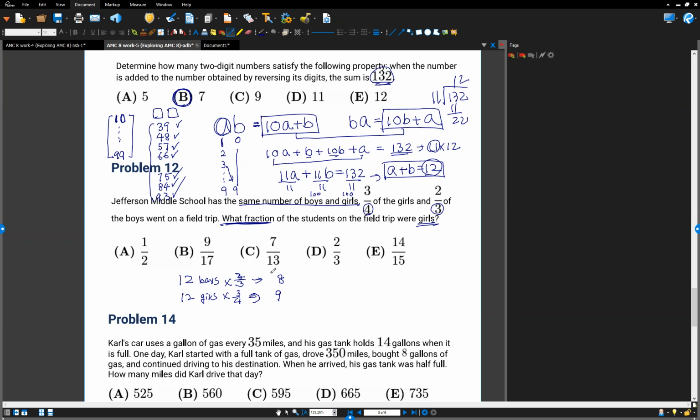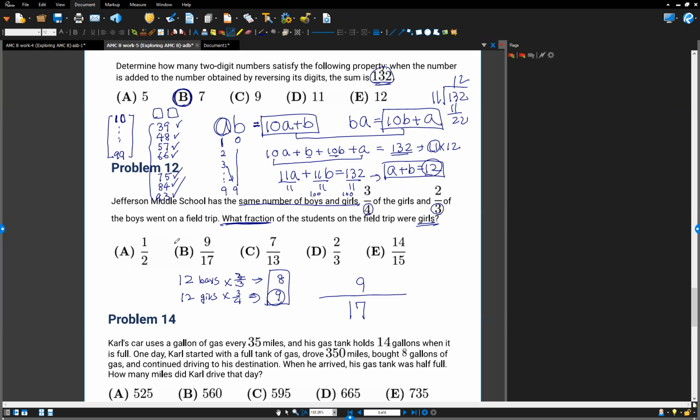That's the total number of students who went on the field trip. Out of this number, there are 17 students there. How many of them are girls? 9 are girls. What's the answer? 9/17 is the answer, okay?